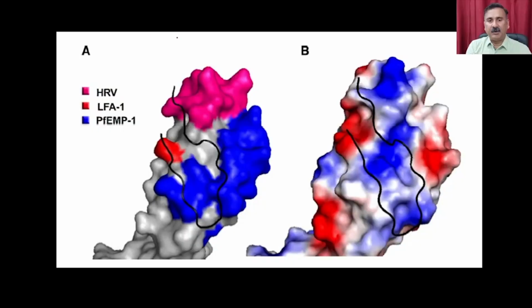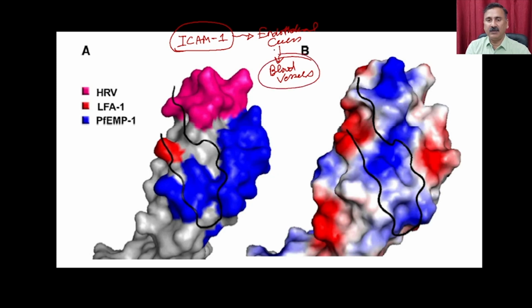Now, let's take another case study where we are actually going to show you how you can design the inhibitors. So this is an example of the molecule which is called ICAM1. ICAM1 is a molecule which is responsible for the binding of different types of ligands, and it is present on many of the proteins, but it is also present on the endothelial cells. Endothelial cells are the cells which make our blood vessels. So our blood vessels are made up of endothelial cells.